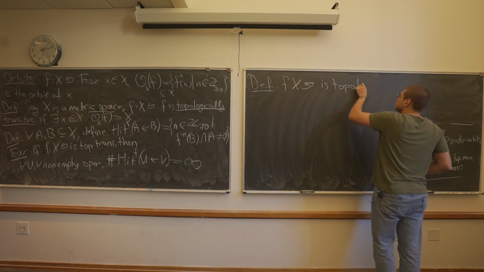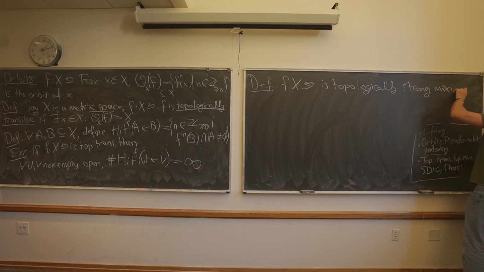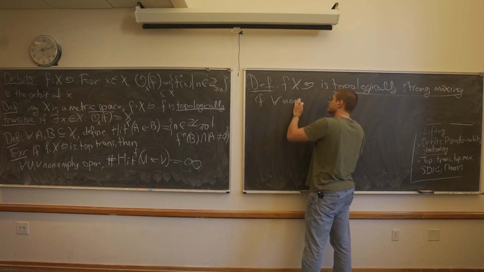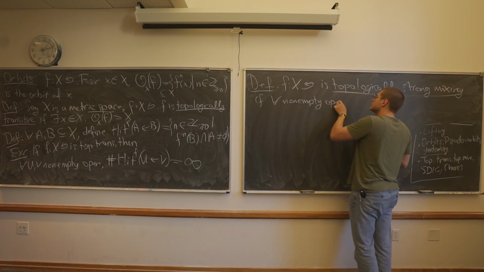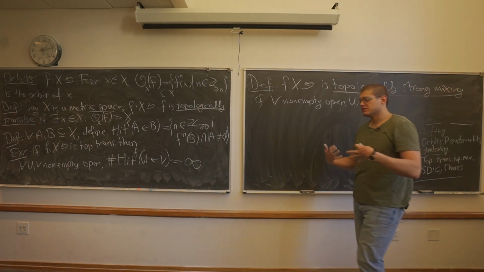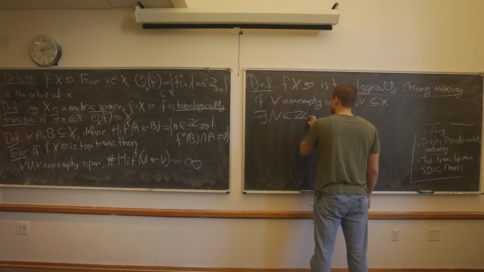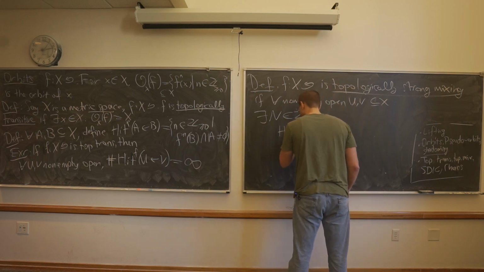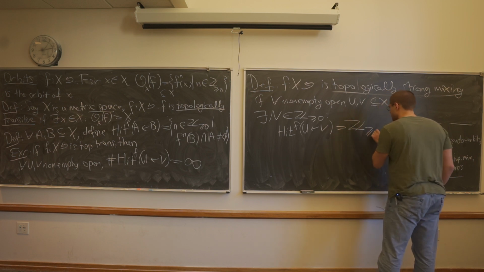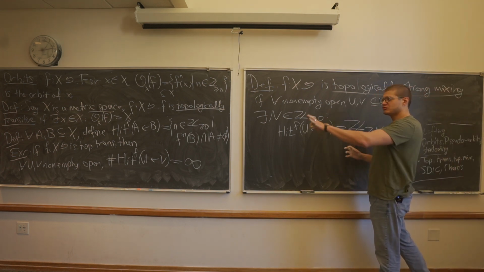F is topologically strong mixing if for any non-empty open subsets U and V in X, if I were to look at the hitting times, it in fact contains every single n after some capital N. There is an N such that the set of hitting times from V to U is all times except the first N. So this is something stronger than topological transitivity.